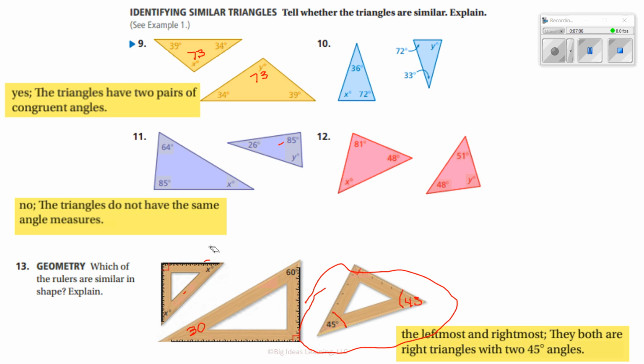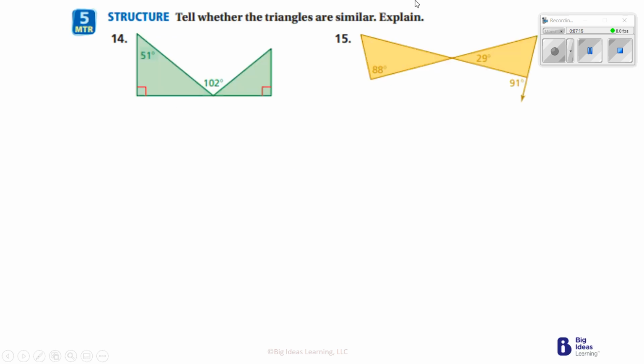All right, let's go on to number, let's see, that was 13. Let's go on and go to number 15. Tell whether the triangles are similar. Okay. Over here, we've got a 29-degree angle and an 88-degree angle. To find out if they're similar, I need to find out what the other one is. Okay. So let's add these up. We got 88 and we have 29.